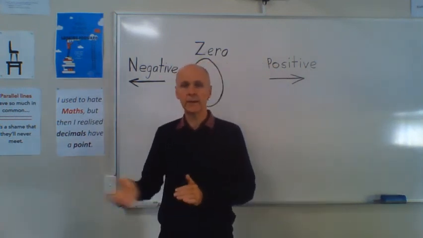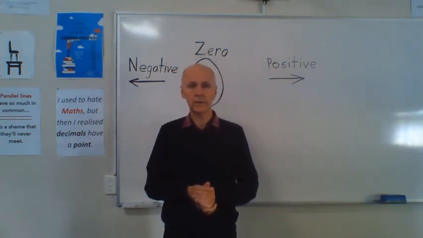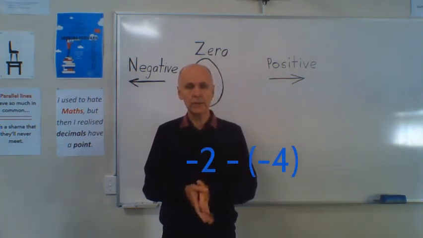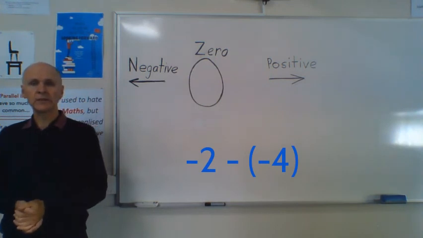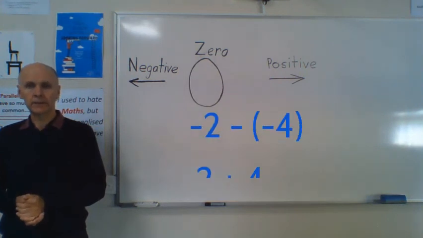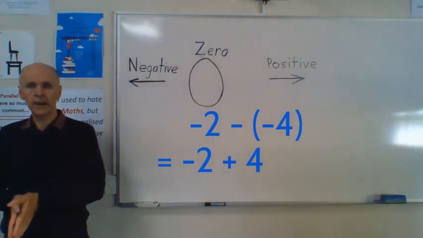Does that still work if I start with a negative number? So let's just go as far as I can go on this screen, down to minus 2. And what I'll do is I'll take away negative 4. So I'm going to start with negative 2. Now what I want to do is to take away negative 4. If I take away a negative, I add the opposite. So take away negative 4 means add 4. So I'm starting at minus 2 and I add 4.